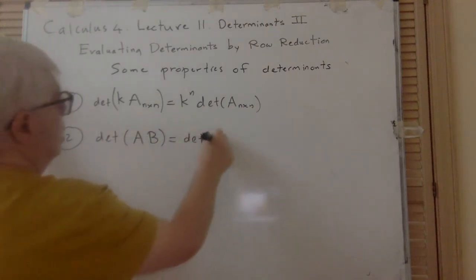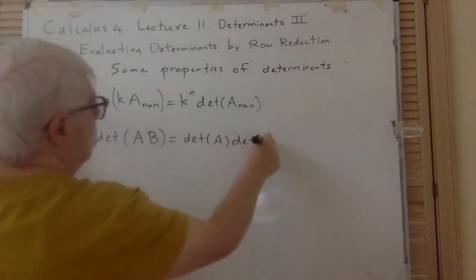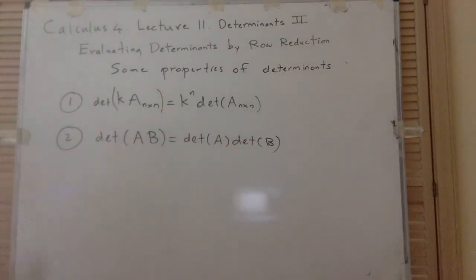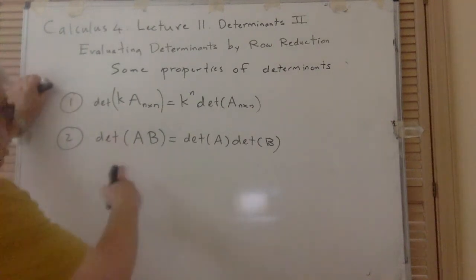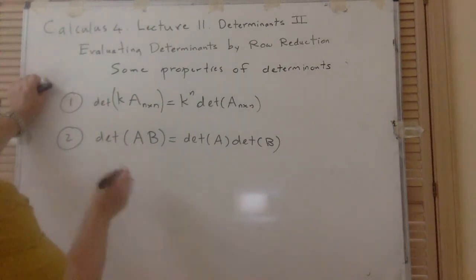Number 2 is the determinant of A times B. That's interesting that the determinant acts like this: the determinant of A times the determinant of B. Okay, so now this has an amazing consequence.